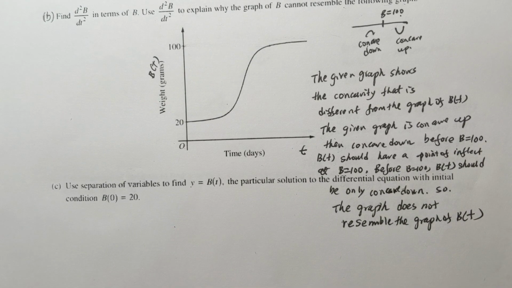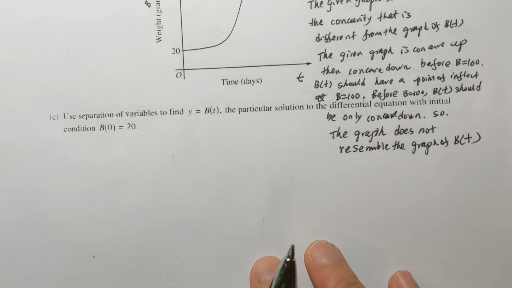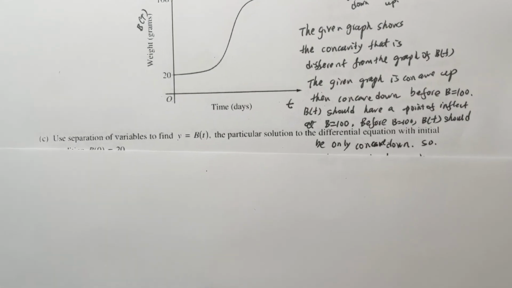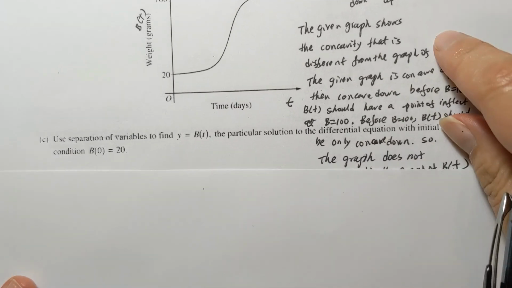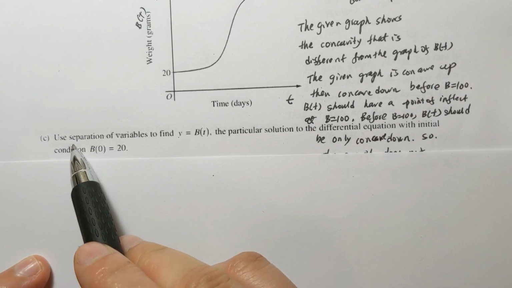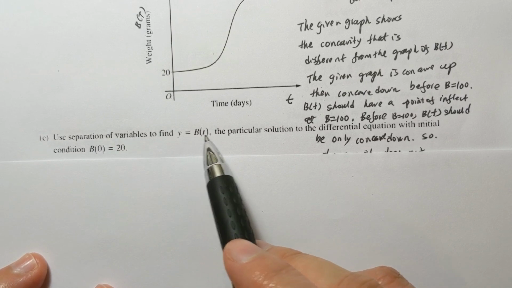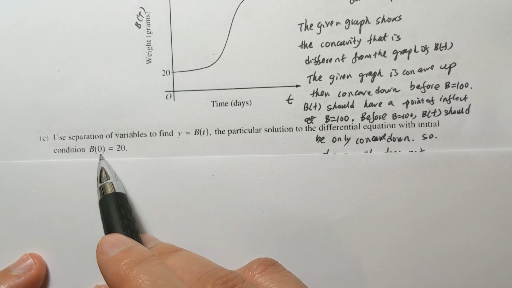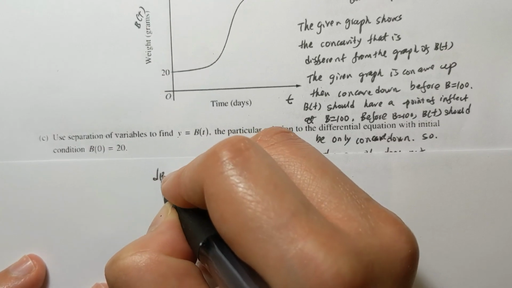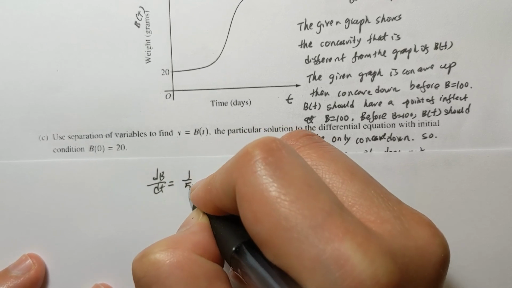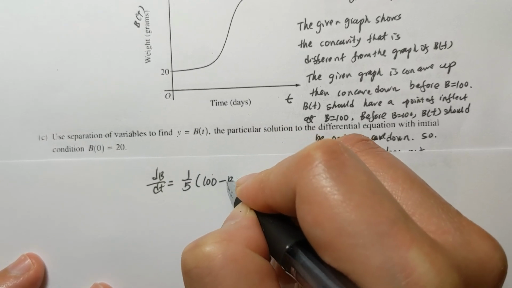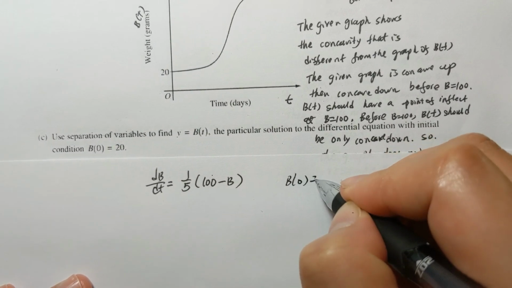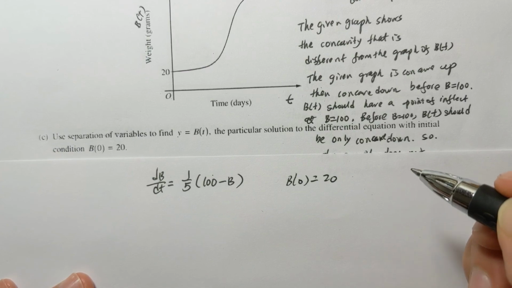Now we are going to work on part C. Let's take a look at part C. In part C, we have to use separation of variables to find y equal B of t, the particular solution to the differential equation with initial condition B of 0 equal 20. So we have dB/dt equal to 1/5 times (100 minus B), and B of 0 equal 20. We did this question before, if you remember.